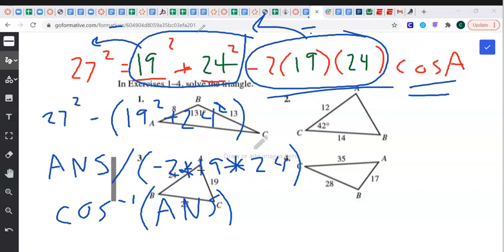So with 76.8. You know what? Let me grab my machine. I should have been typing while you were typing. It's probably good. 27 squared minus parenthesis 19 squared plus 24 squared in parenthesis divided by parenthesis negative 2 times 19 times 24, and invert the cosine of the answer. 76.8 is correct.